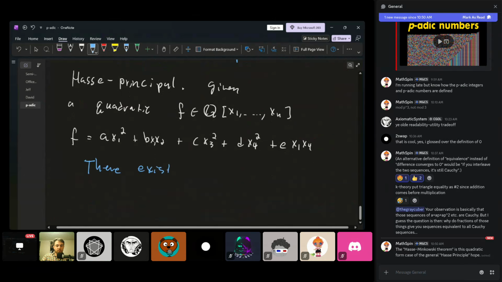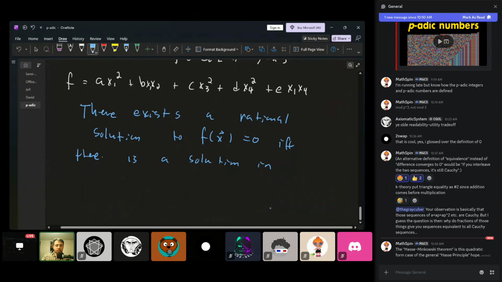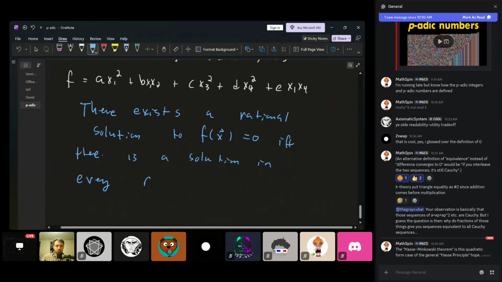there exists a rational solution to the equation f of x, I'll write it in vector notation, right, because we're plugging in a tuple of rational numbers, equal to 0, if and only if there is a solution in every p-adic field. And here we're allowing p to be infinity, i.e. the real numbers.